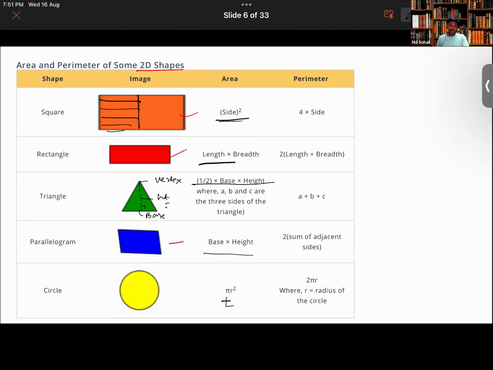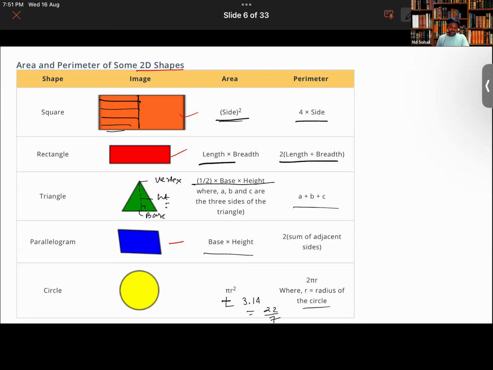And what was the value of pi? 3.14, or in the form of a fraction, it's 22 upon 7. And look at the perimeters. For a square, since all the sides are the same, you simply multiply it with 4. Then rectangle, twice of length plus breadth. For a triangle, simply add the 3 sides. For a parallelogram, twice of the sum of adjacent sides. And circle, 2 pi r.